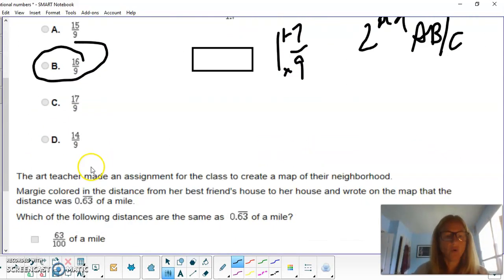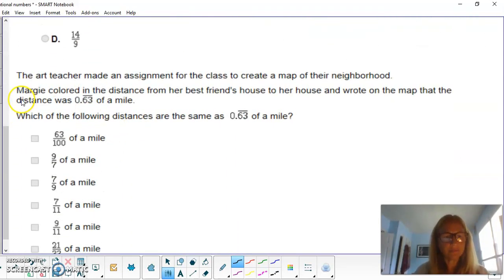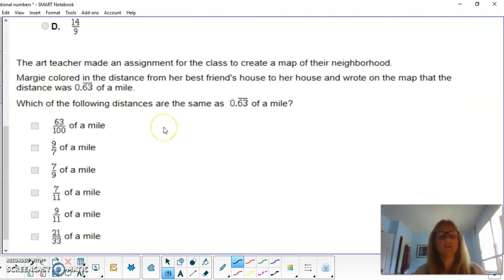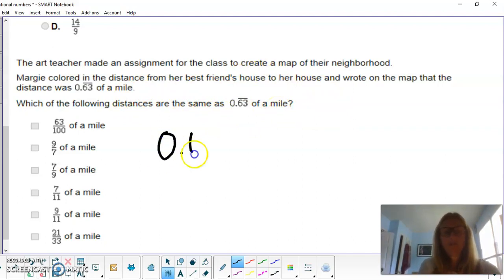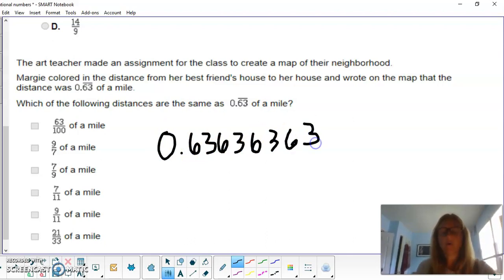Okay, so coming down here, we have an art teacher made an assignment to create a map. So Maggie's coloring the distance from her best friend's house to her house, and the distance was 0.63 repeating. And so we need to find this out. So to use a calculator, notice that it's over both numbers. So you would put in 6.3, 6.3, 6.3, 6.3, and so on. And then when you hit second PRB, you're going to get 7/11.